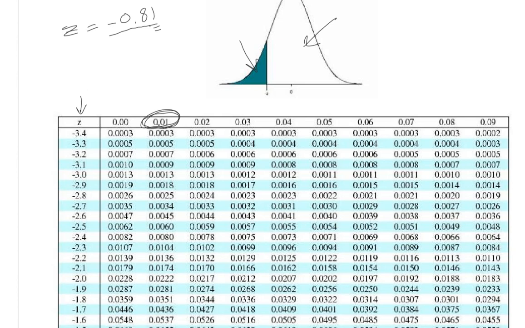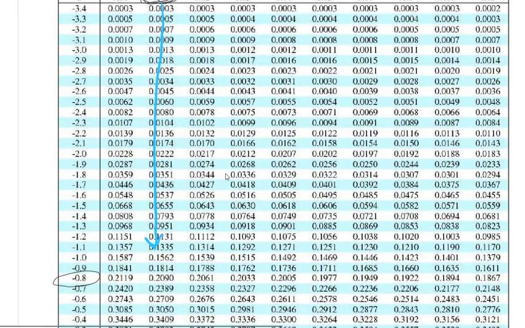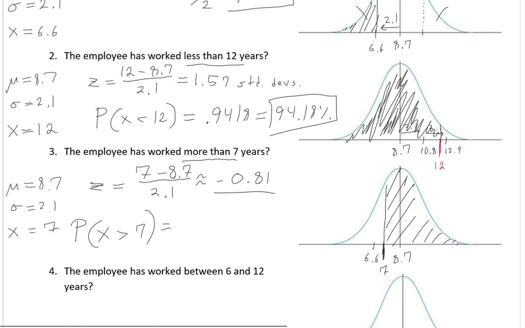All right. Now then, if I scroll down this, so if I go from 0.01 and I scroll all the way down, and then I go over from negative 0.8, I get this value right here, 0.2090. So that's going to be my answer there, 0.2090, or 20.9%.